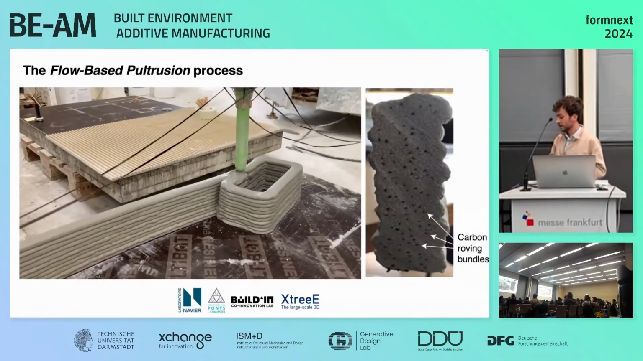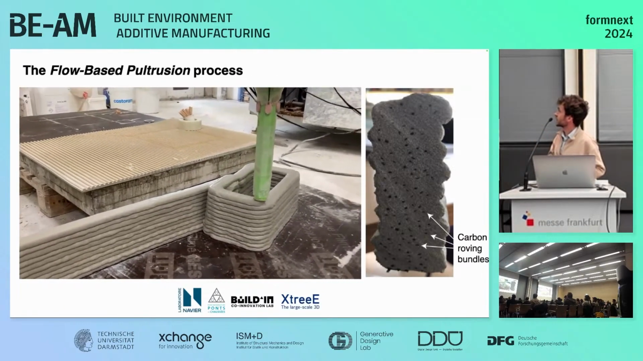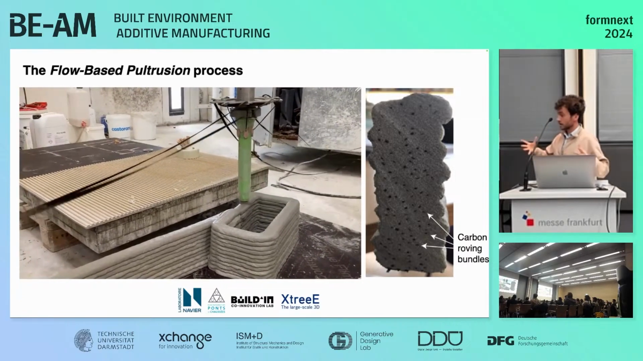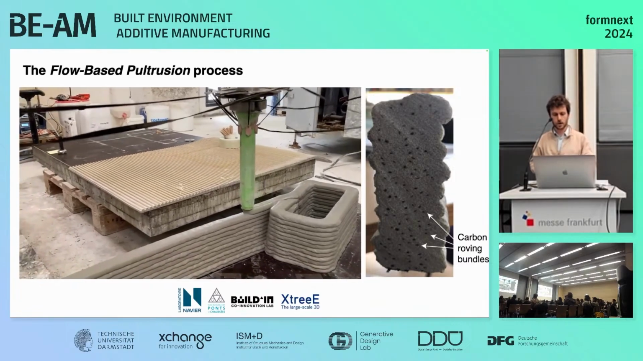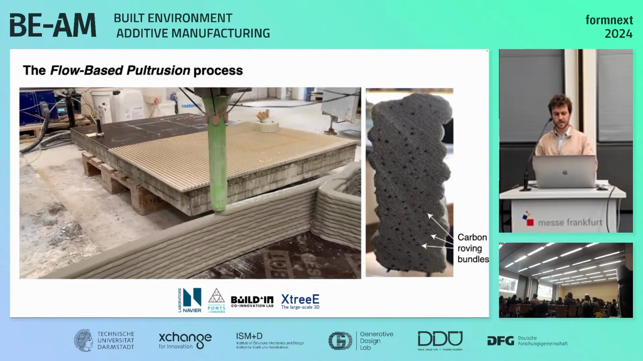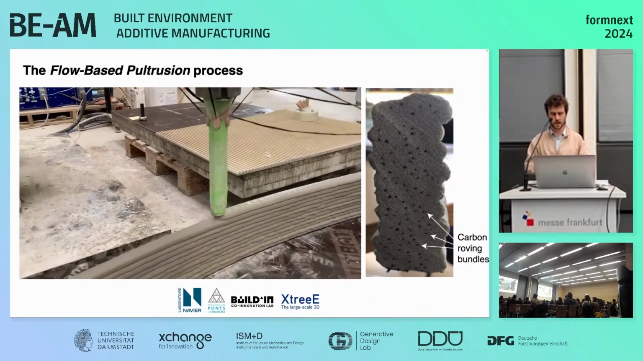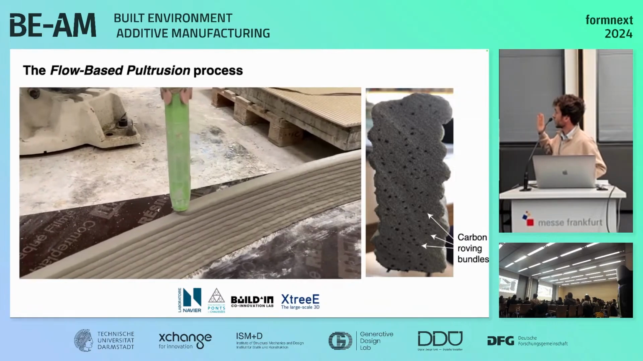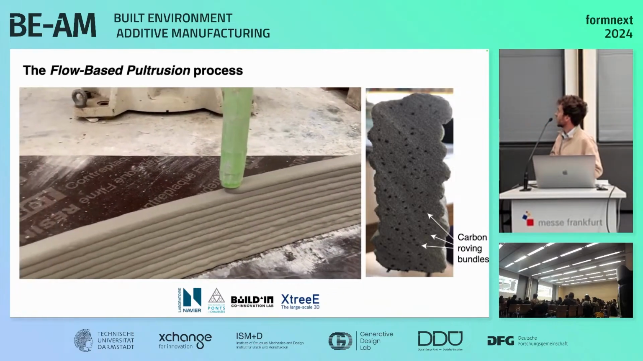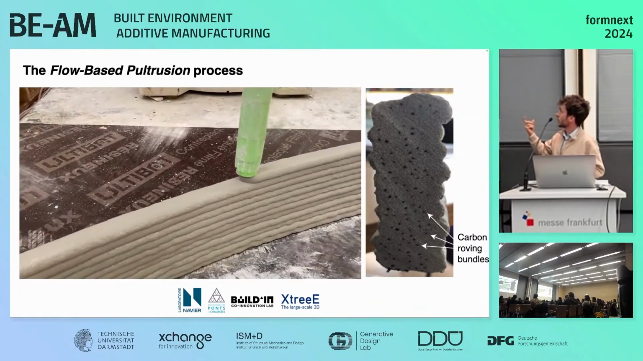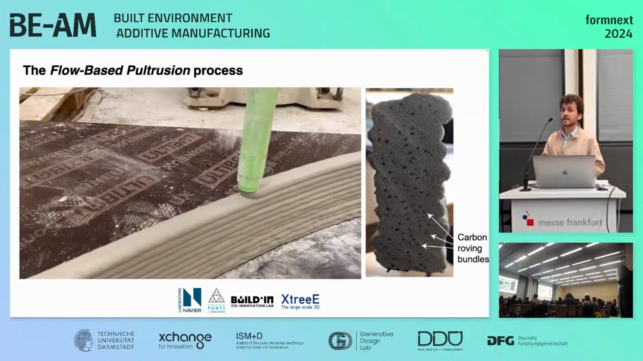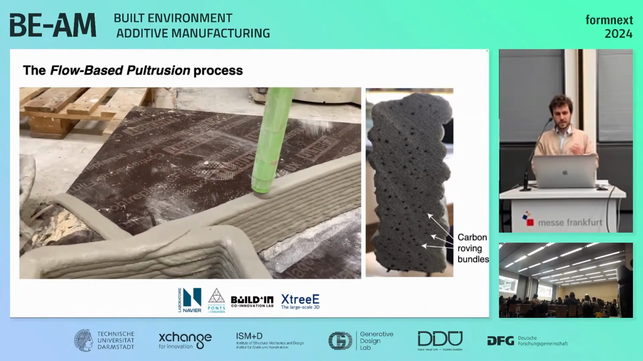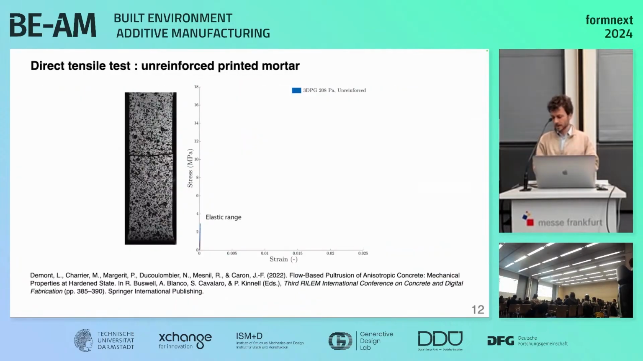Okay, and here's a video of the process. So you see that it's running with the large printer and allows us to do quite a large object. For now, this is one of our latest prototypes that spans about 2 meters long, that I will show you afterwards. And on the right, you see the carbon roving bundles that are embedded into the multiple laces during the extrusion.